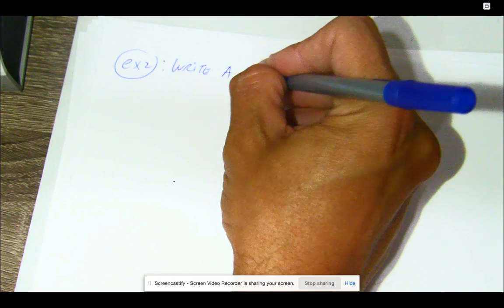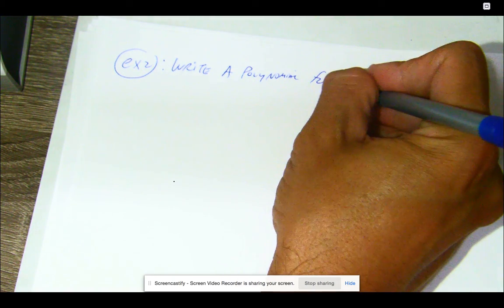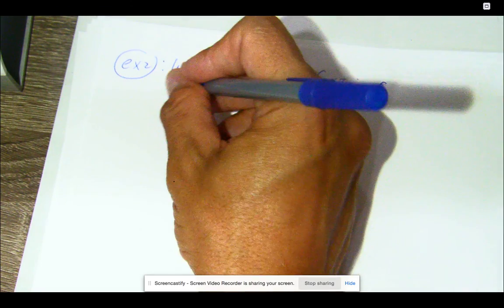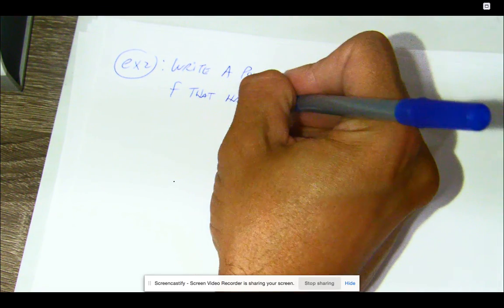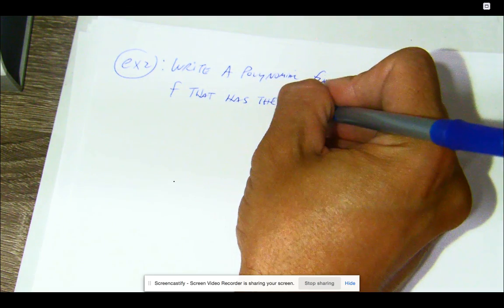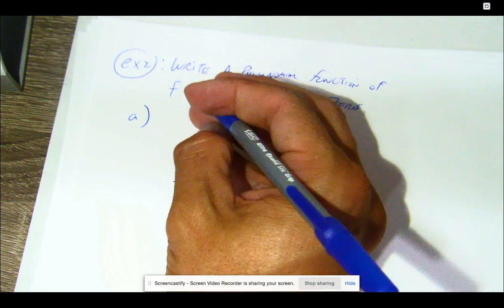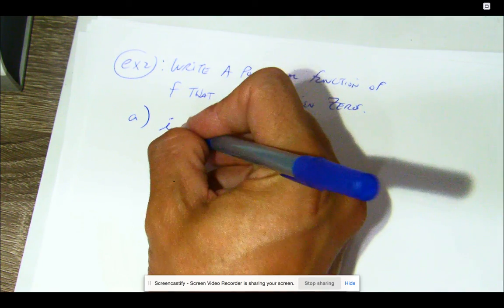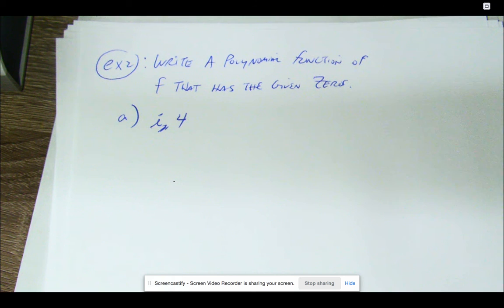Write a polynomial function of f that has the given zeros. Okay, and here's part A. That's all it gives you. i and 4, and that's it.